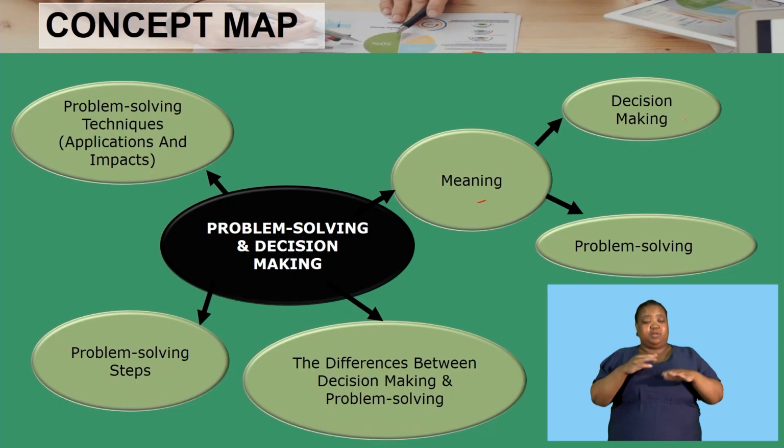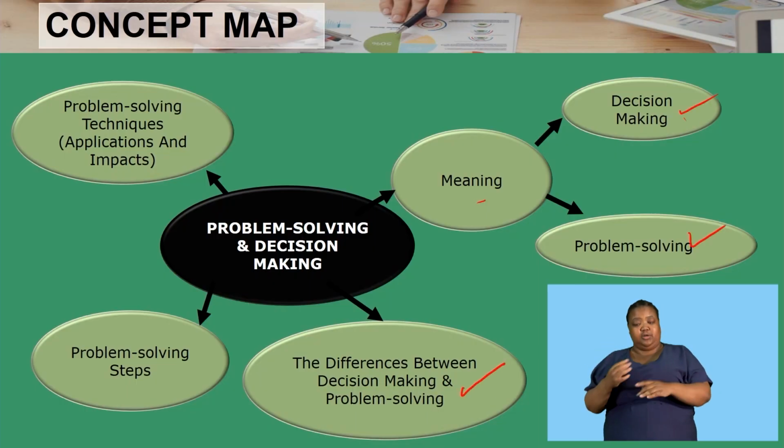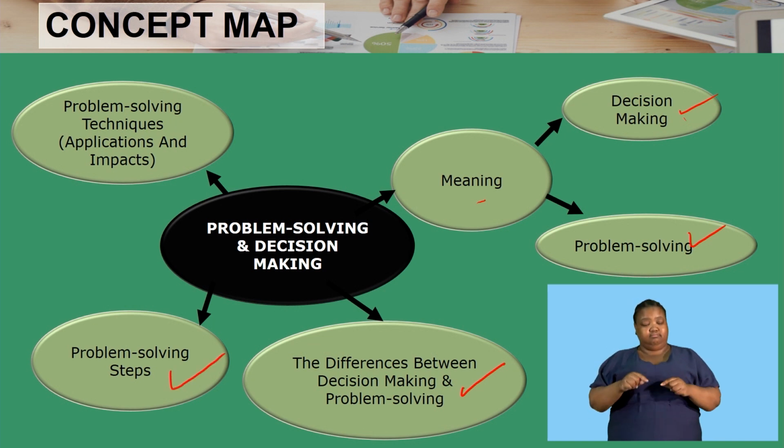Right, so we're going to start with our concept map, a journey that we have to take together for this lesson. It's the meaning of decision-making and problem-solving. Then we're going to get to the differences between decision-making and problem-solving. We're going to do the problem-solving steps. We're going to do the application and the impacts of the problem-solving techniques. Remember, we're only focusing on two techniques today.